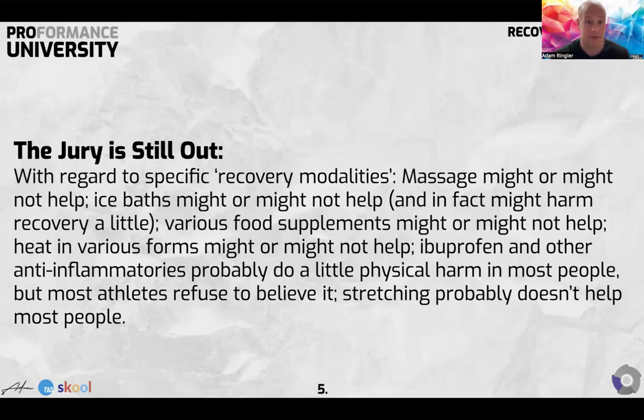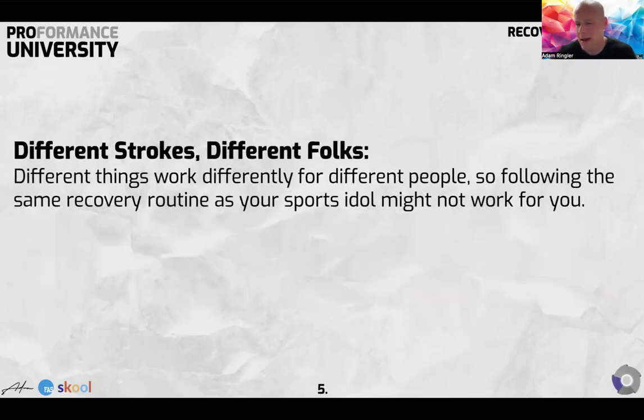As far as specific recovery modalities, massage might or might not help. Ice baths might or might not help. Various food supplements might or might not help. Heat in some forms might or might not help. Ibuprofen and other anti-inflammatories probably do a little physical harm in most people, but most athletes refuse to believe it. Stretching probably doesn't help most people. All of these things, when actually done scientifically, don't have a lot of merit to what they're touting.